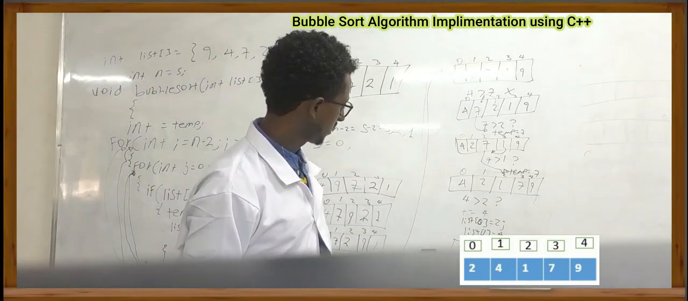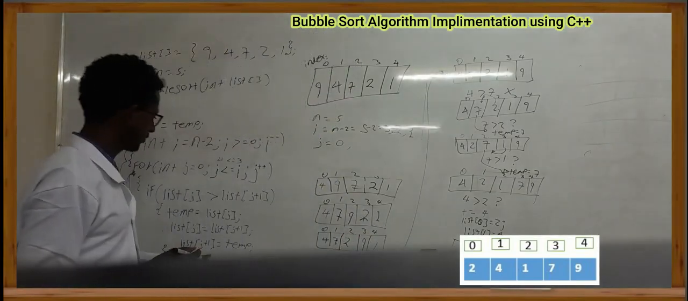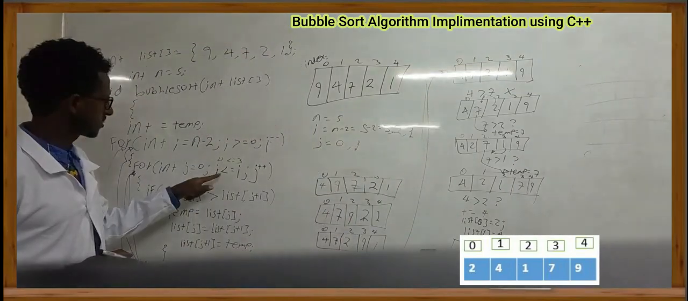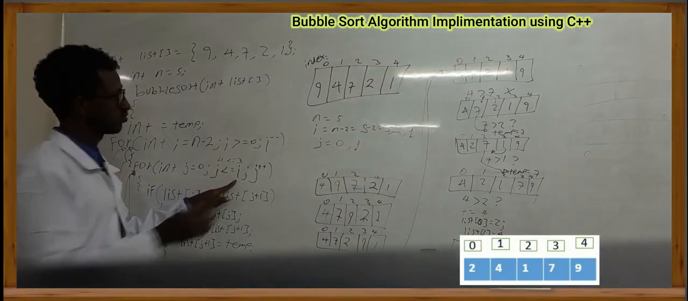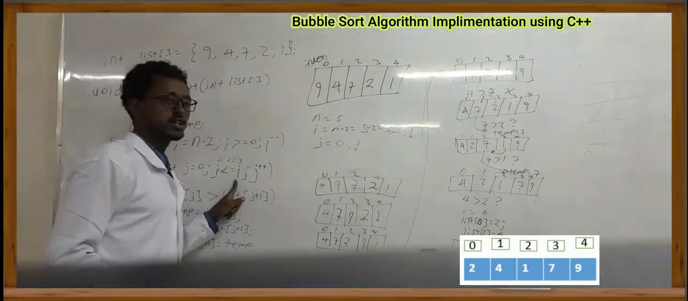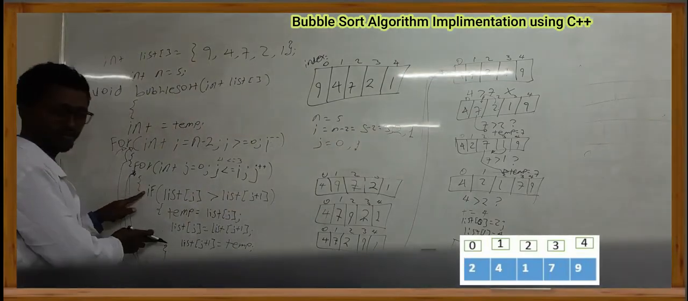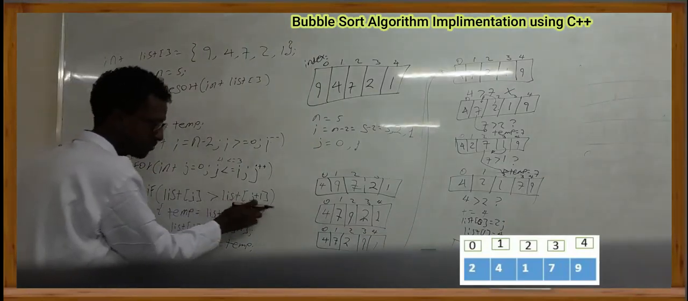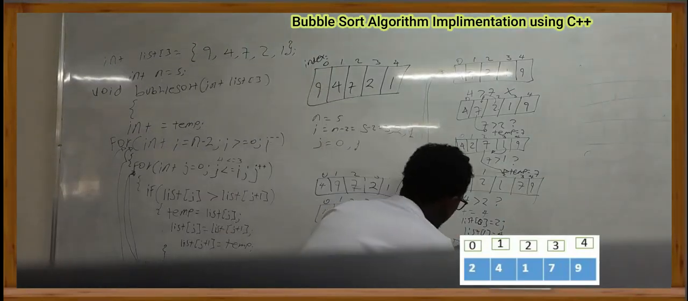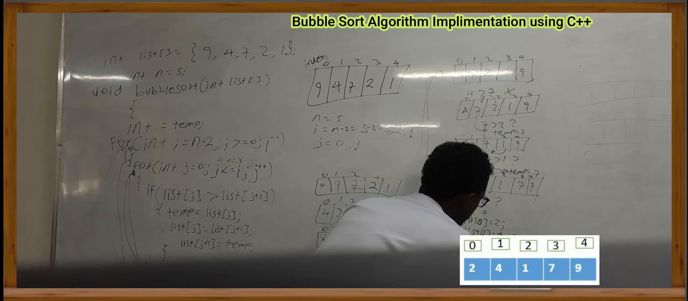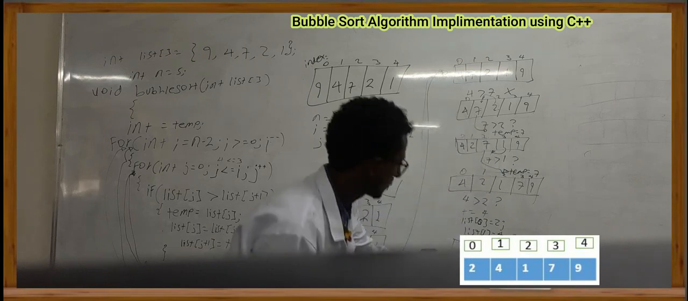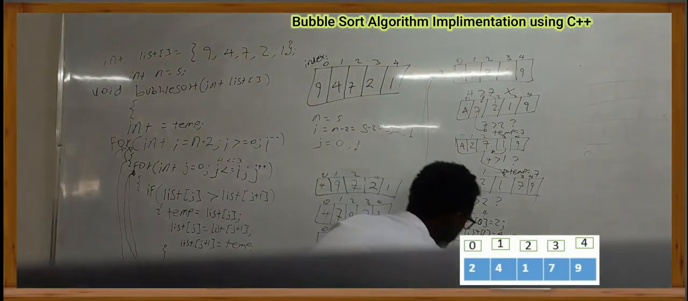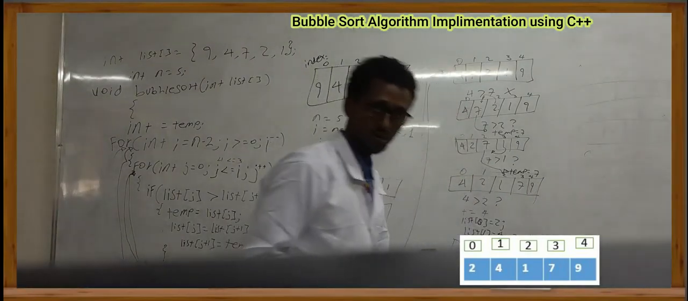So what you have to do next is increment the value of J again. J becomes 1, J plus 1. Check the condition, 1 less than or equal to 1, 2. Then inside there is another if condition here: list of 1 greater than list of 1 plus 1. In the new array, list of 1 is 4 and list of 1 plus 1 is 1. Yeah, 4 greater than 1, which is true.